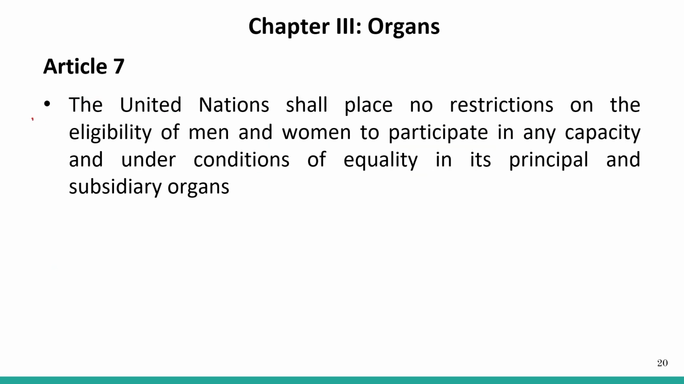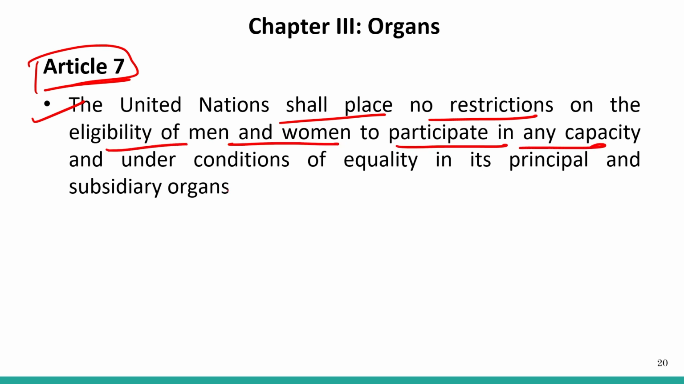Now we're talking about Article 7, and I am not repeating it again and again, but once we move to another article, then obviously there will be certain other requisites that need to be fulfilled in that particular article. Now if you talk about Article 7 specifically, it says the United Nations shall place no restrictions on the eligibility of men and women to participate in any capacity and under conditions of equality in its principal and subsidiary organs. So it is talking about equality amongst men and women.